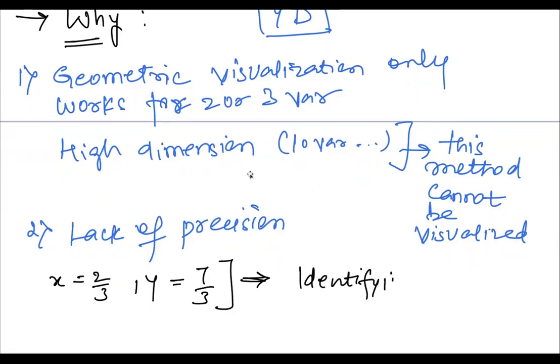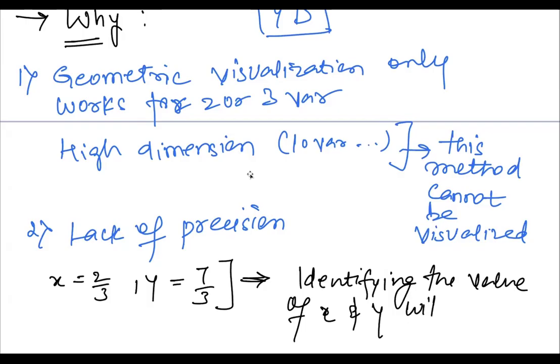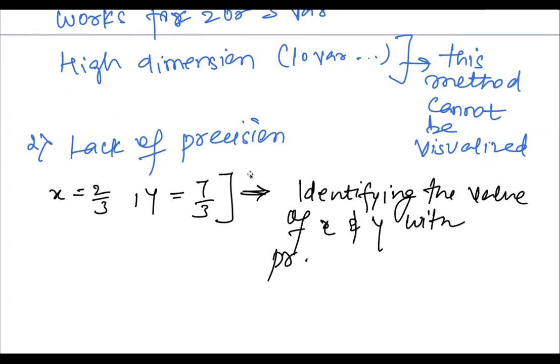Identifying the values of x and y with precision is very difficult. And that's why we do not use the graphical method.